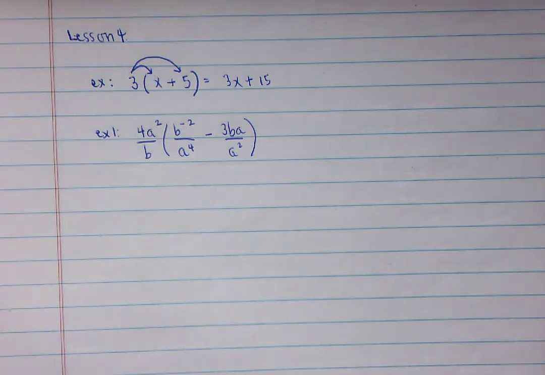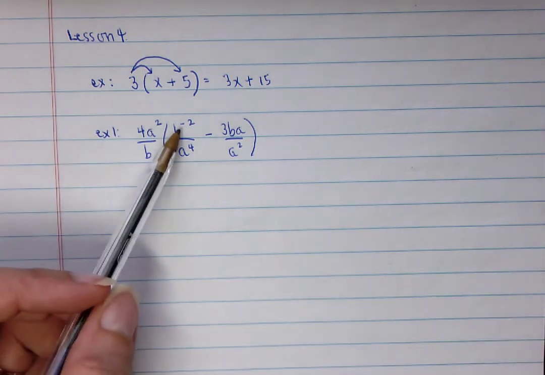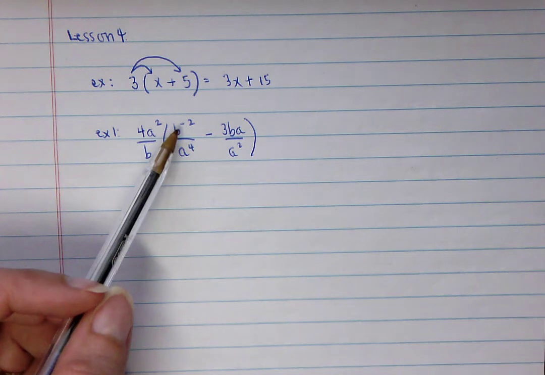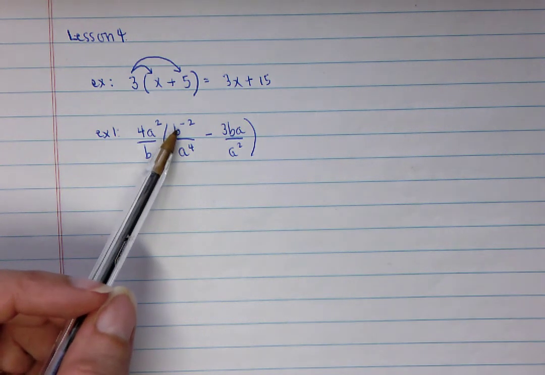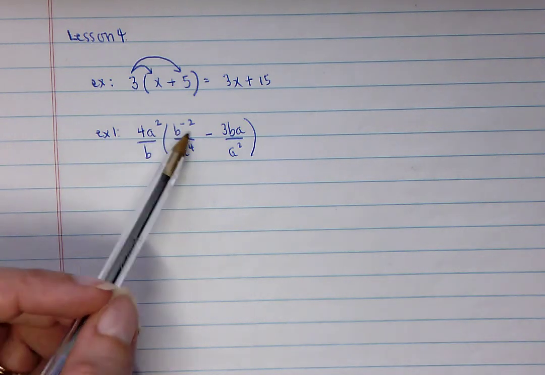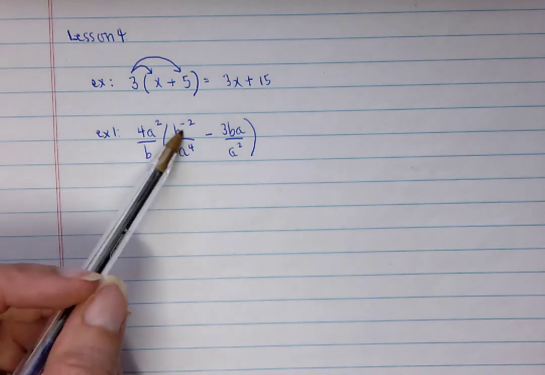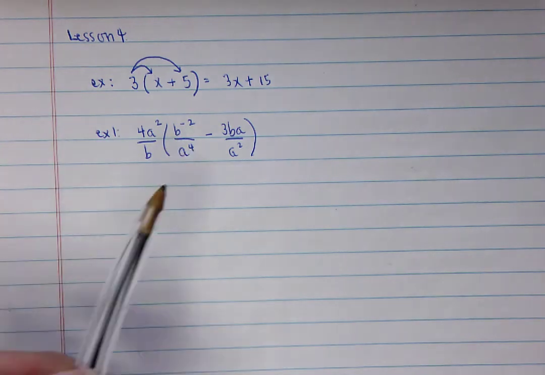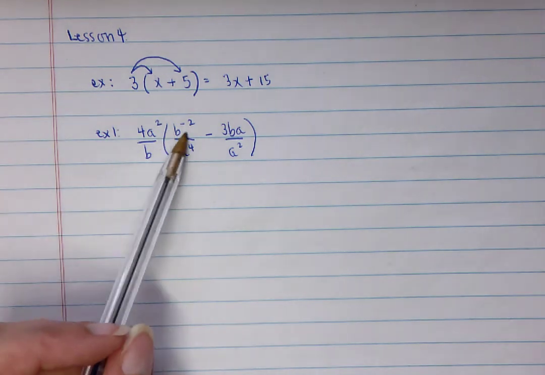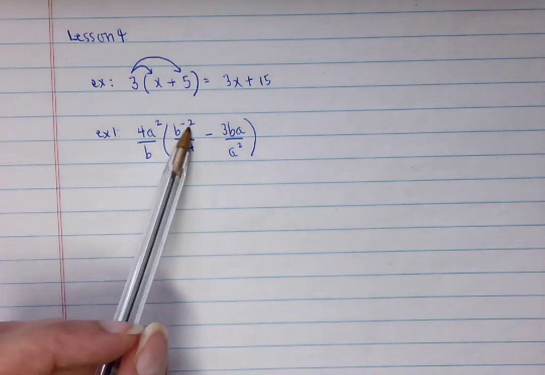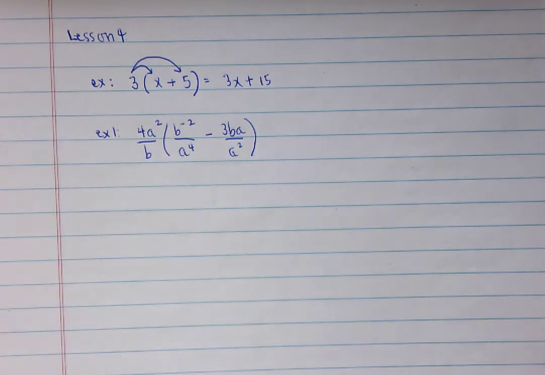What I'm going to teach you is just to start, if you see any negative exponents, go ahead and change those to positive exponents by moving them to the other side. We talked about that reciprocal rule. So if I move the b to the negative 2 out to the bottom, it becomes b to the positive 2. So we're going to change the negative exponents first, and then we'll distribute.